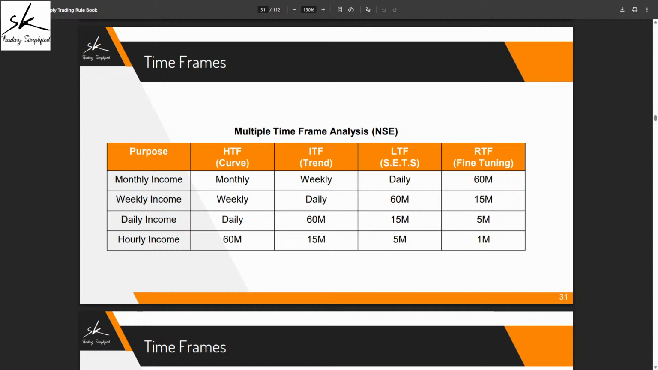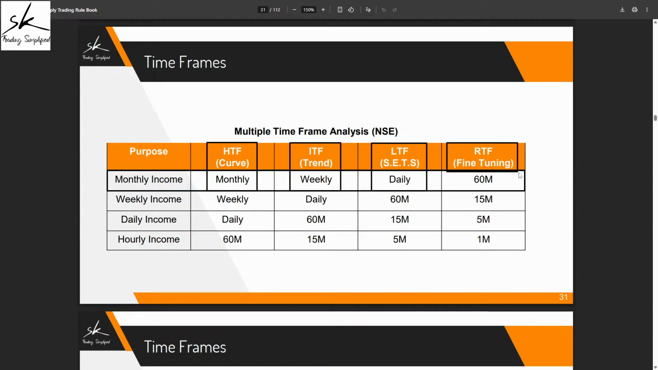And based on this table, I got to know that as a monthly income trader, my time frames will be monthly, weekly, daily, and 60, wherein monthly is the higher time frame, which is used for curve analysis. Weekly is the intermediate, used for trend analysis. Lower time frame is daily. That is where we get our SCTS from. SCTS stands for stop loss, entry, target, and size.